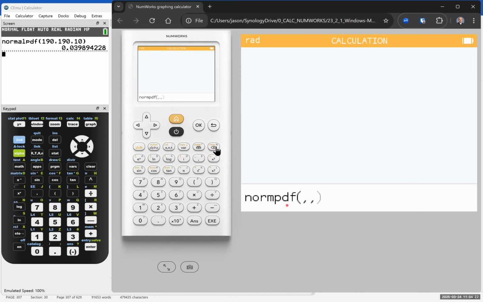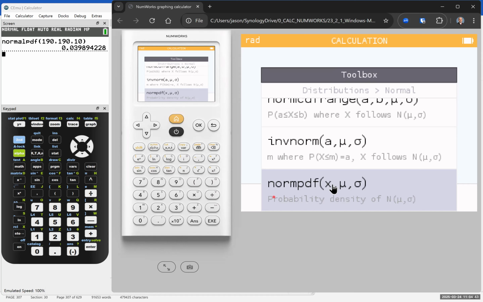Now it's asking for the exact same things. Now they just kind of disappeared. Let me delete this. Okay. Only because I kind of went really fast over something. So if we look at normal PDF, the first value it wants is our value of X, comma, then the second value it wants is our mean, comma, followed by the third value it wants, a standard deviation. So you can see the inputs are the same on the NumWorks calculator as they are on the Texas Instruments. So we want to be able to put the same thing in that we did with the Texas Instruments calculator.